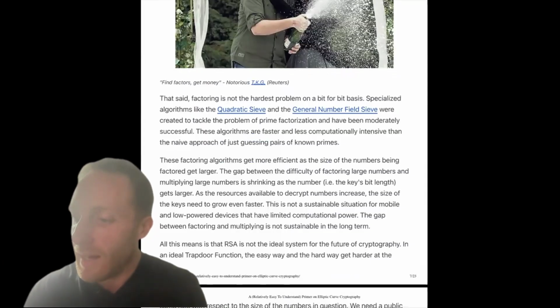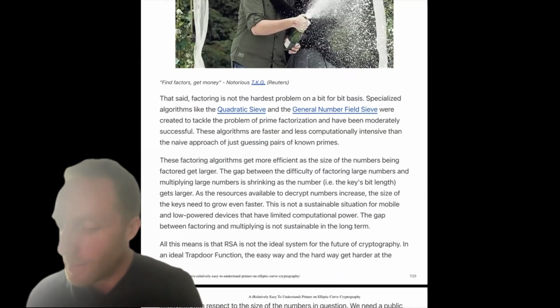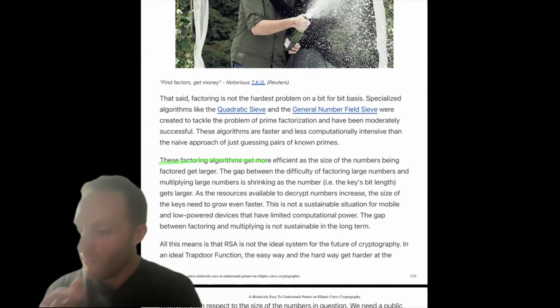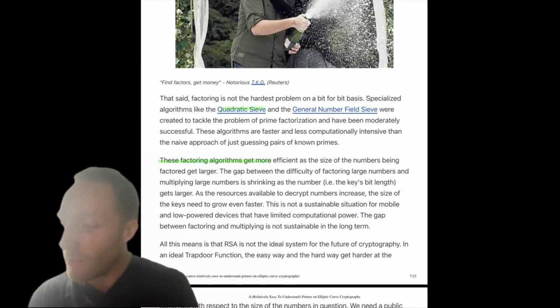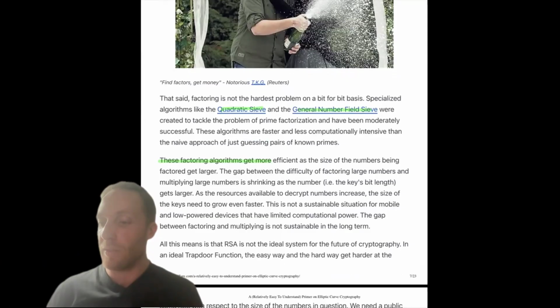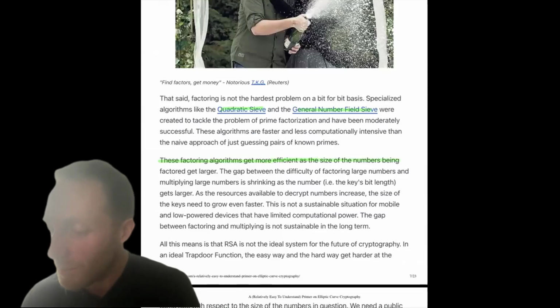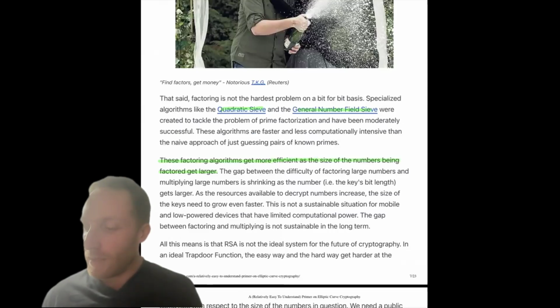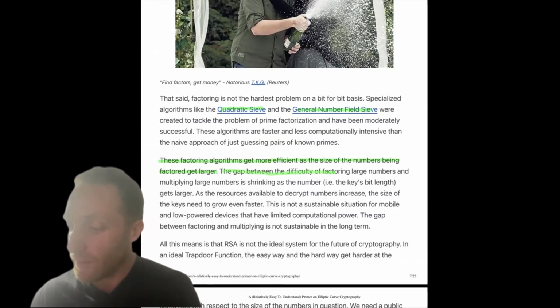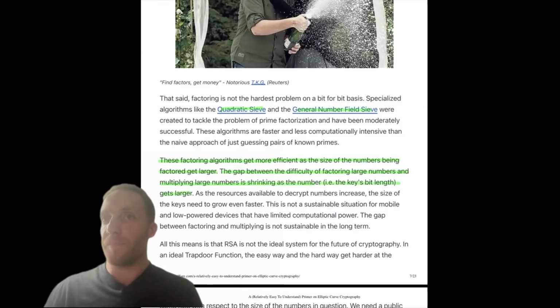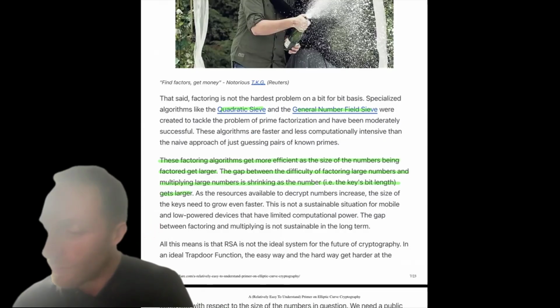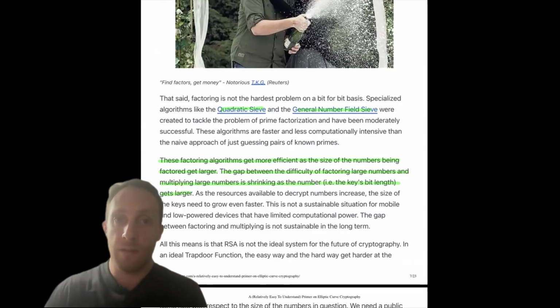But okay, so as I showed in the pictures at the beginning, these factoring algorithms, the quadratic sieve and the general number field sieve, which are the fastest algorithms that we have for prime factorization, get more efficient as the size of the numbers being factored gets larger. Which means that the gap between the difficulty of factoring large numbers and multiplying large numbers is shrinking as the key's bit length gets larger. Okay, what does this mean if we go back to what I had shown right here?